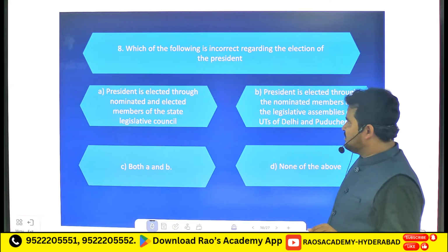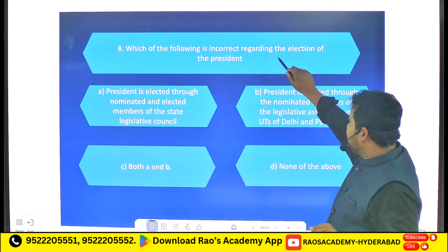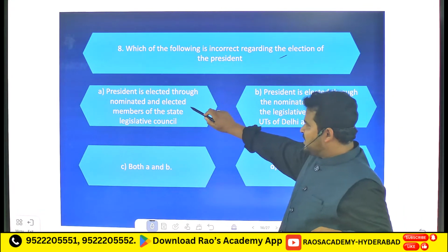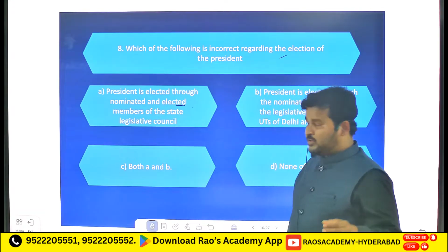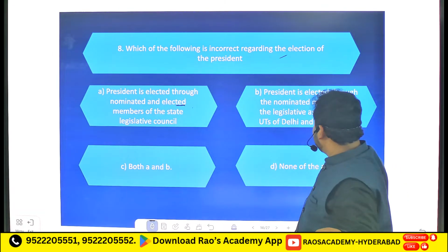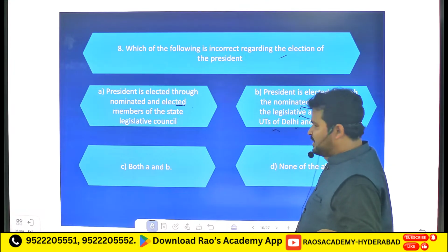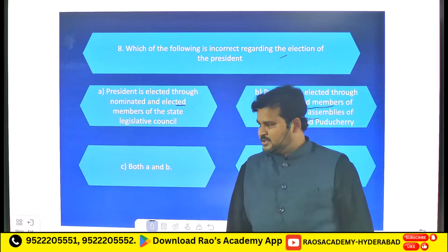And one more question: which of the following is incorrect regarding the election of a president? A, the president is elected through nominated and elected members of the state. We have to find the wrong one. B, the president is elected through nominated members and legislative assemblies of UTs of Delhi and Puducherry. Clear? So that's the thing.